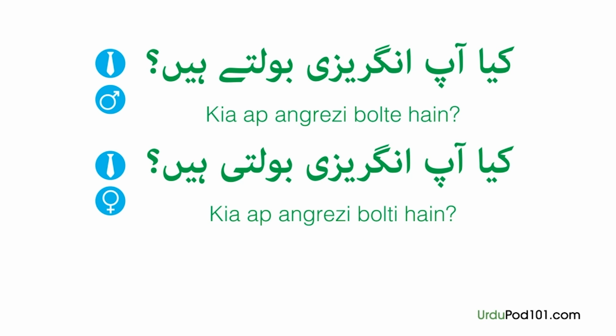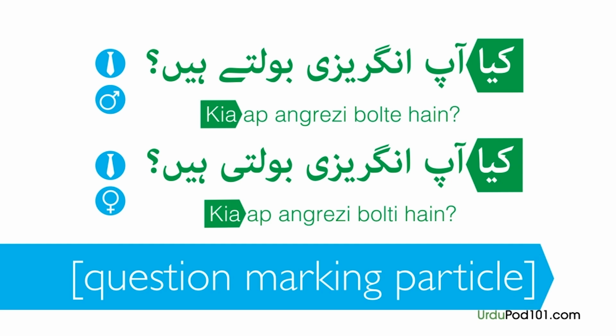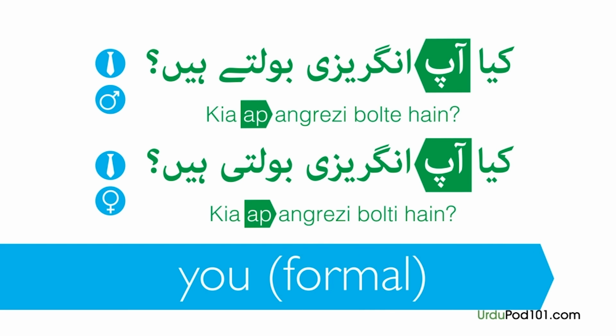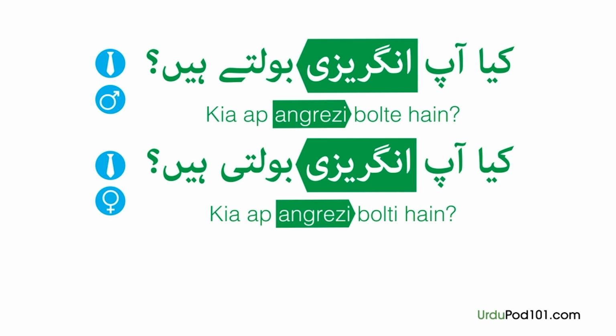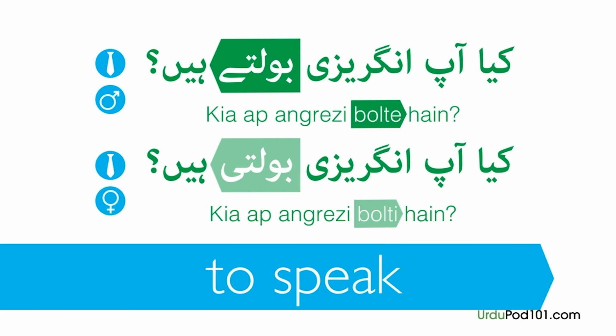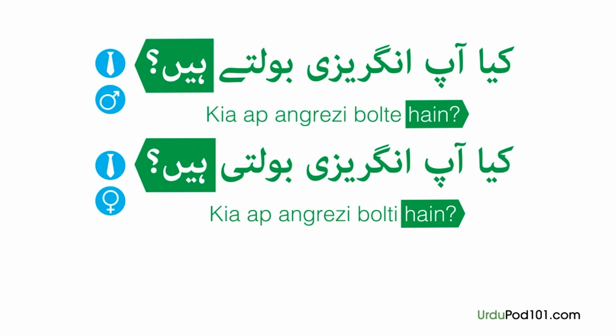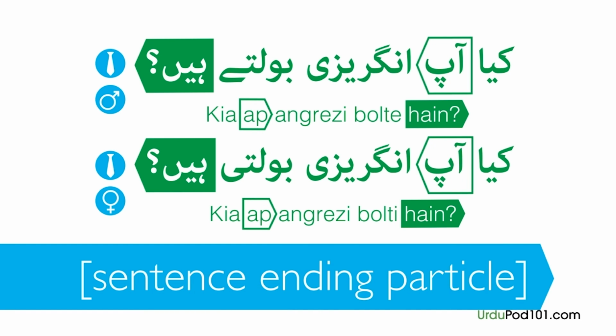Let's have a closer look. First, we have kya, a question marker which comes at the beginning of the sentence. Next is aap. This is the respectful word for you and is used in formal situations. You should always use it with people you don't know or with elders. Next, we have angrezi, which means English. Next is the verb bolte, meaning to speak. It is used when the subject is masculine. We use bolti when the subject is feminine. And finally, we have hain. Hain is a sentence-ending particle used with aap.